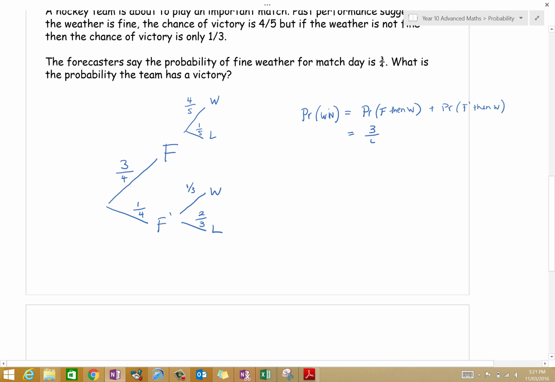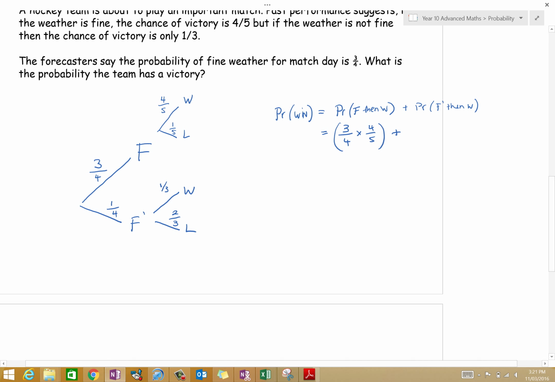Can we just times the probabilities together? Correct. 3/4 times 4/5. That's for that outcome there. Then we are adding 1/4 times 1/3. Okay, hope you're following me so far. Now let's just do our fractions. They're going to cancel out. 3/5 plus 1/12.